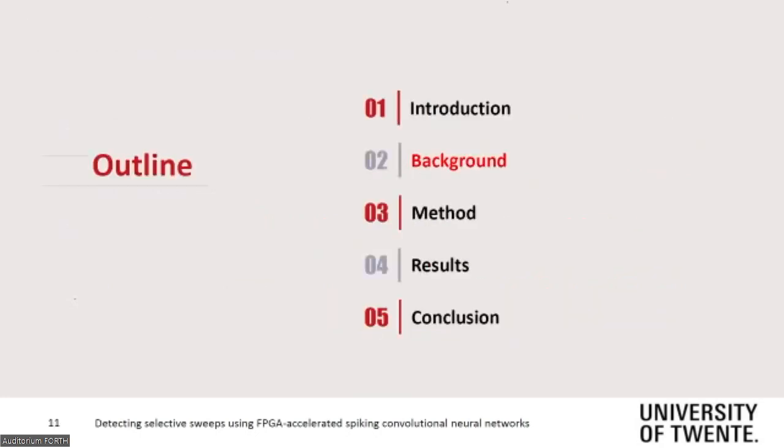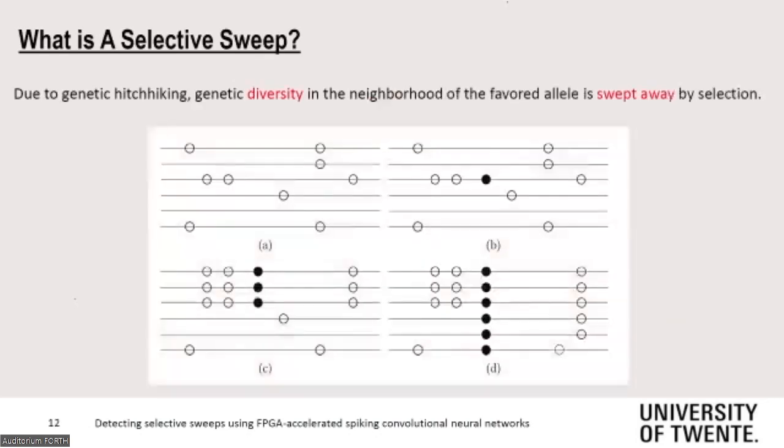Before we go to the SCNN architecture, I will briefly introduce some background. So what is a selective sweep? When positive selection occurs in a population, it will leave a trace, the selective sweep, in the population. Due to genetic hitchhiking, the genetic diversity in the neighbors will be swept away.